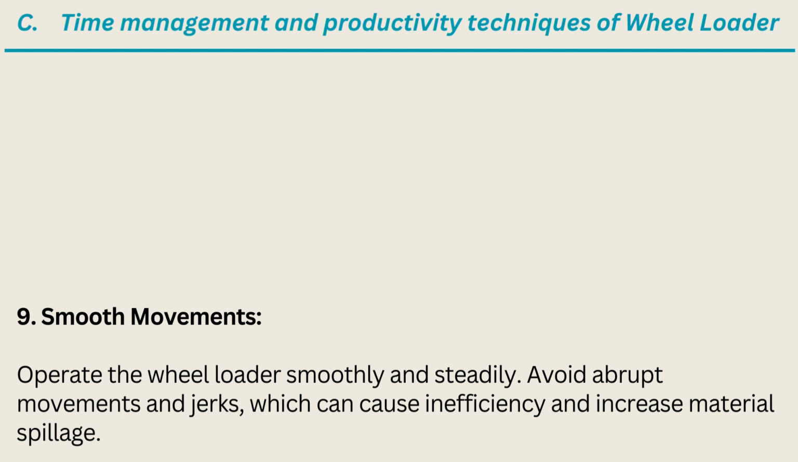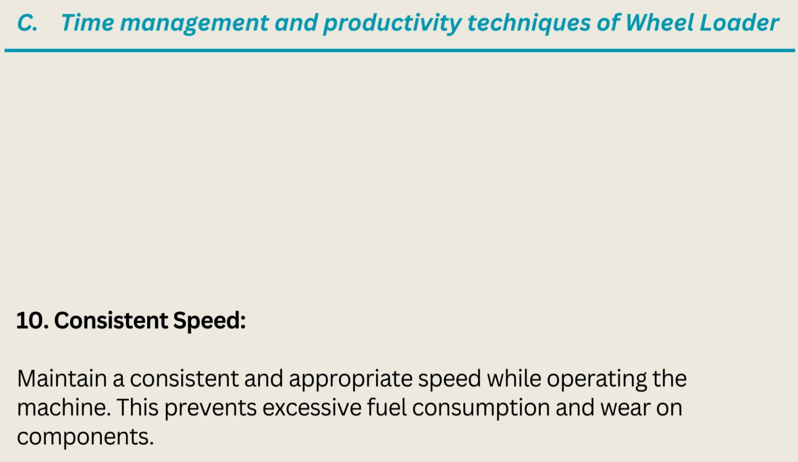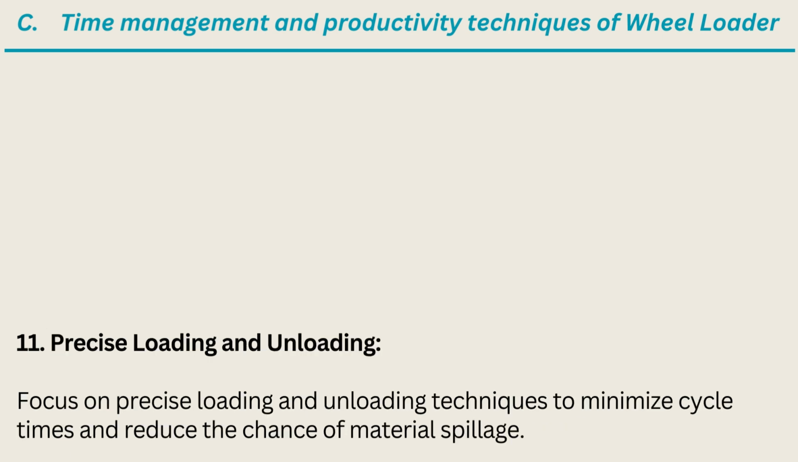9. Smooth movements. Operate the wheel loader smoothly and steadily. Avoid abrupt movements and jerks, which can cause inefficiency and increase material spillage. 10. Consistent speed. Maintain a consistent and appropriate speed while operating the machine. This prevents excessive fuel consumption and wear on components. 11. Precise loading and unloading. Focus on precise loading and unloading techniques to minimize cycle times and reduce the chance of material spillage.